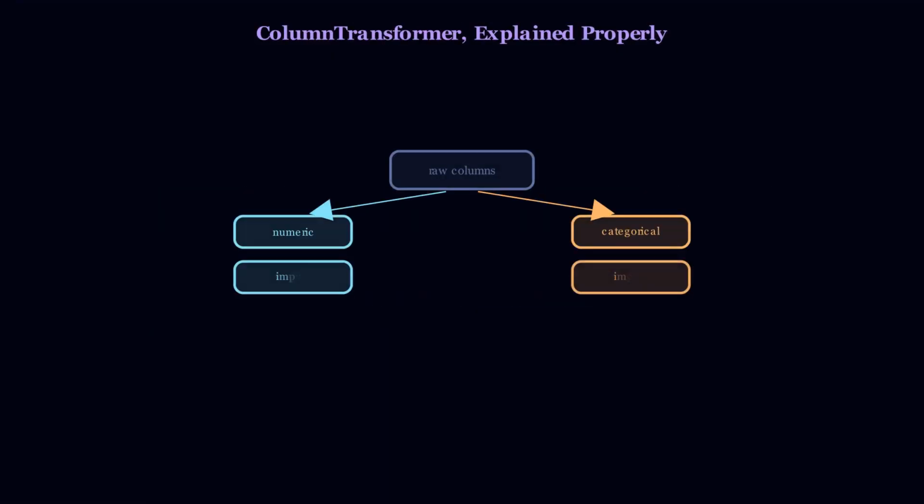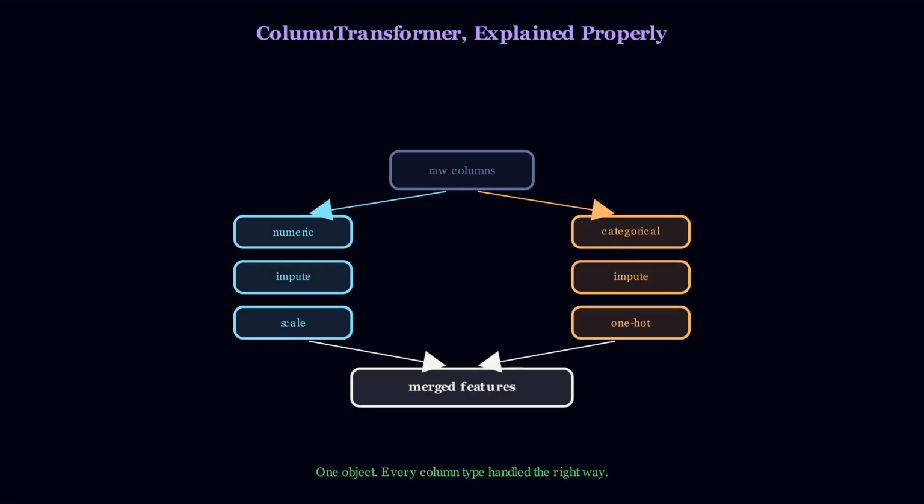ColumnTransformer handles different column types correctly together. Numeric columns go down one small pipeline. Impute, then scale. Categorical columns go down another. Impute, then one hot encode. ColumnTransformer runs both branches and merges the result. One object. Every column type handled the right way.